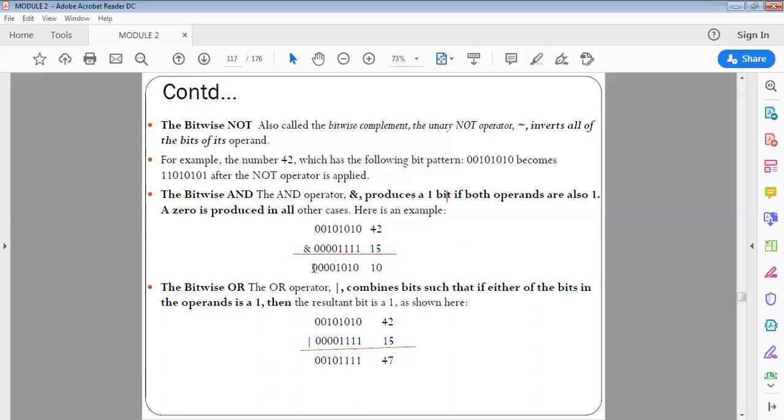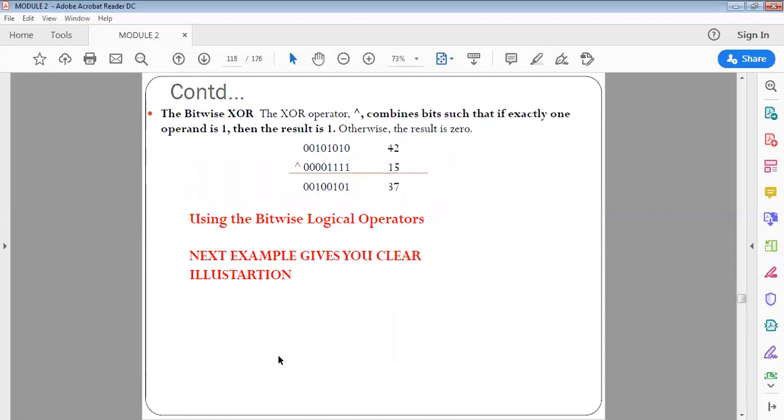Next you come to the bitwise OR operation. OR means you have to perform an addition operation. So 0 plus 1 is 1, 1 plus 1 is 1, 0 plus 1 is 1, 1 plus 1 is 1, 0 plus 0 is 0, 1 plus 0 is 1, 0, 0, 0, 0. This is the OR operation. Next, the XOR operation.